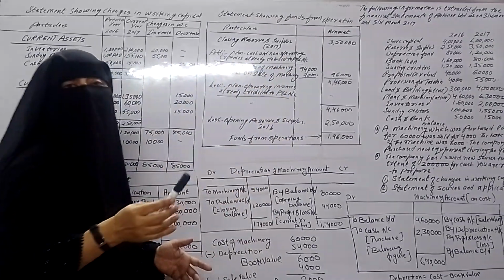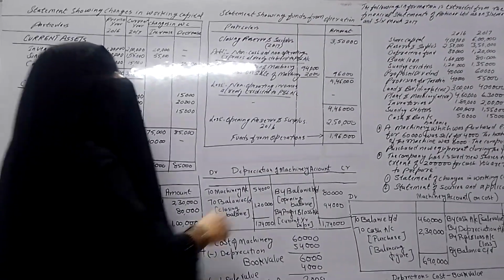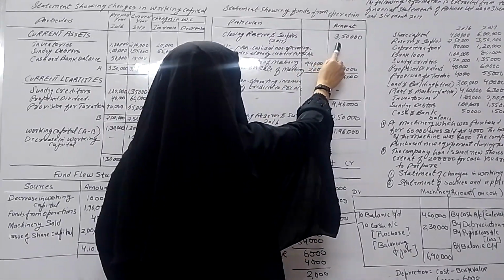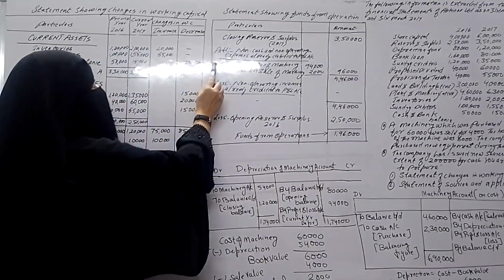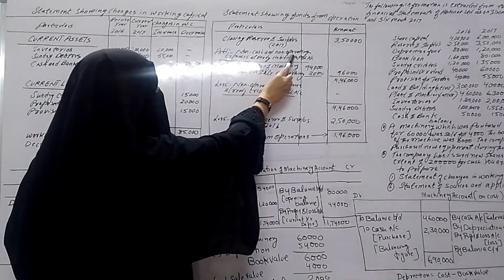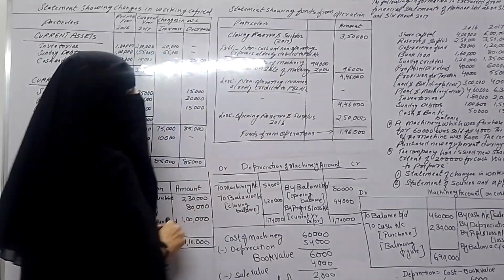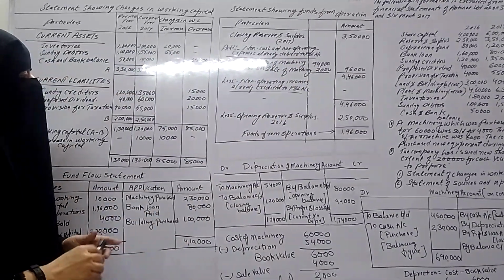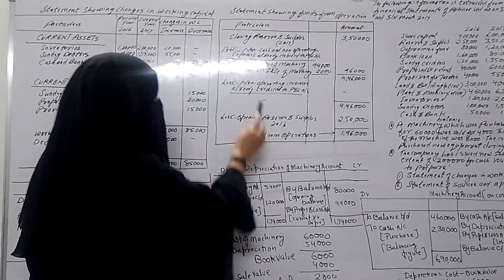Closing is the current year 2017 reserve and surplus balance, that is 3,50,000. Then afterwards you have to write the heading: add non-cash and non-operating expenses already debited to profit and loss account. Under that, first take this depreciation of machinery.